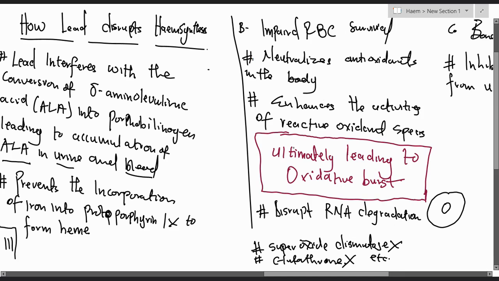Now, what lead does is that it prevents this RNA degradation, and therefore it is one diagnostic marker to tell if someone has anemia of lead poisoning. You see basophilic stippling of RNA remnants in the red cells. Once you see those, plus other diagnostic markers, you should know that the person's condition is gearing towards anemia of lead poisoning. Alright, so that should also be in your head.